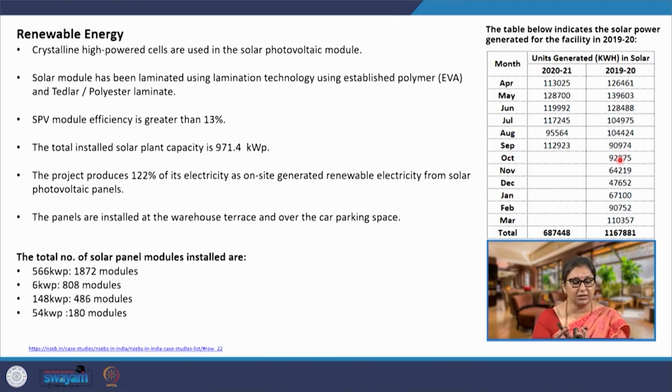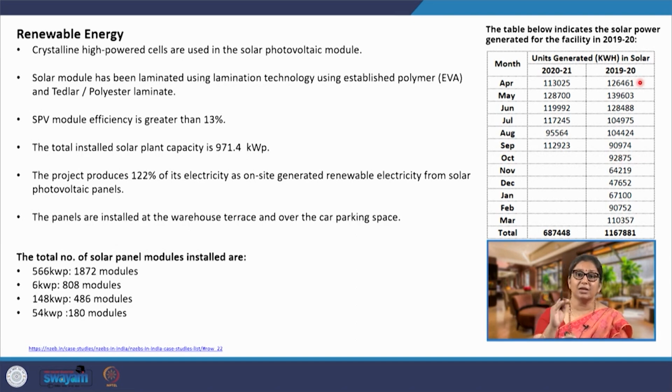On top of that, they have used solar photovoltaic modules. So, crystalline high powered solar cells. Overall, the installed capacity is around 970 kilowatts. So, around 122% of the electricity that is consumed is generated on the site itself using these solar photovoltaics, and it makes this building not just net zero, but an energy positive building. It gives back to the grid.